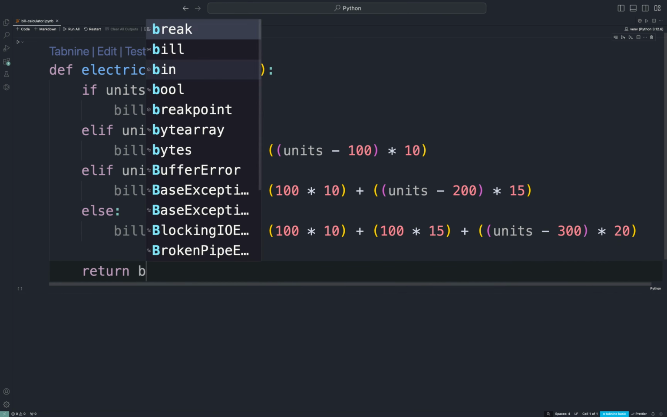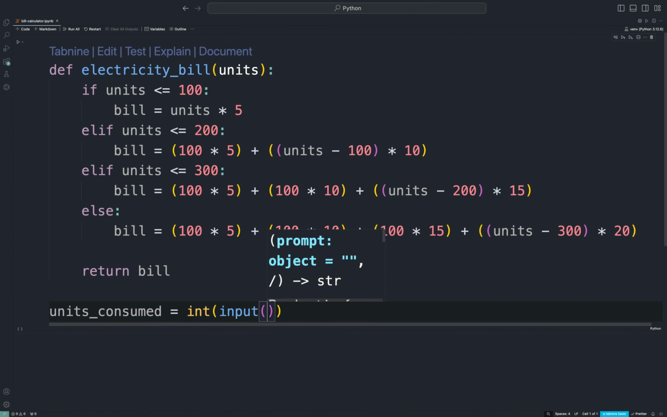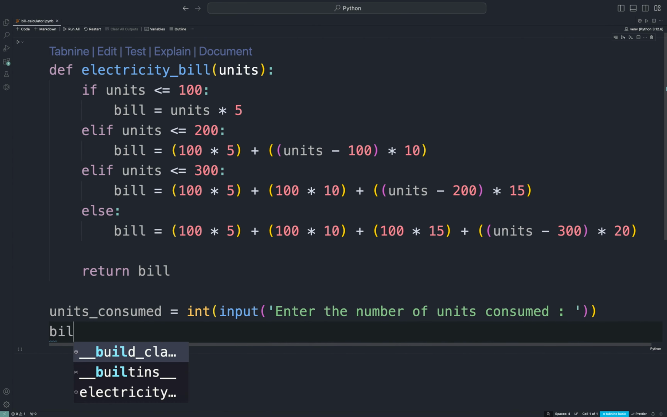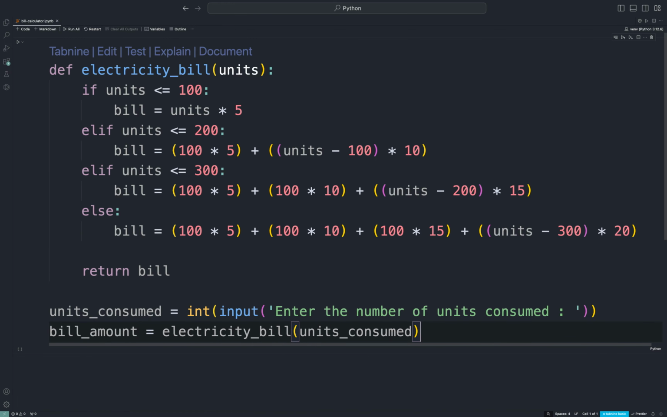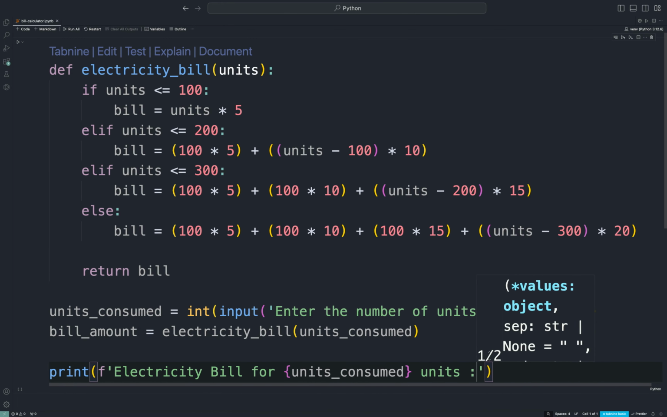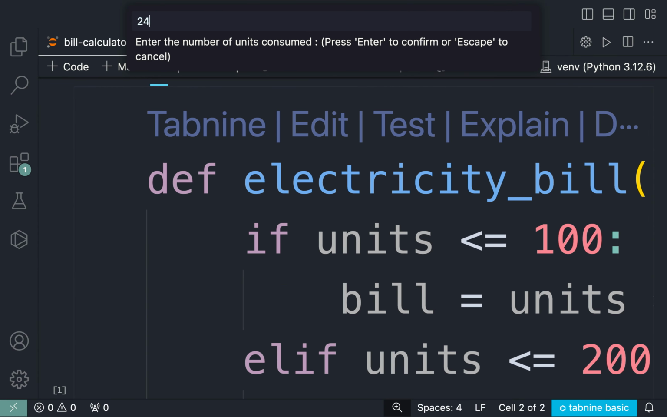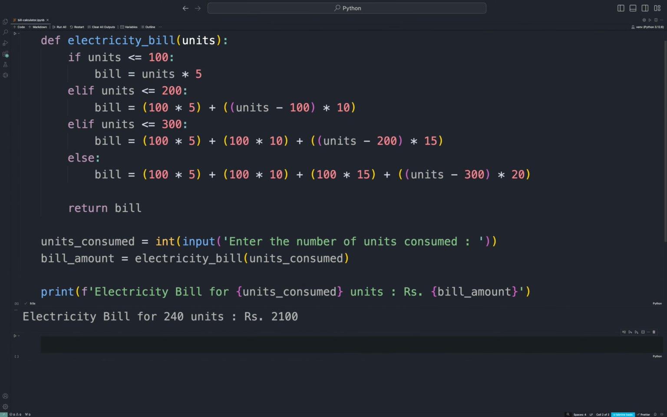Then return the calculated bill, and after that the user will enter the number of units consumed, and at last we call the electricity_bill function with the user provided units as input, and finally we print the result of the electricity bill and it displays the units consumed and the corresponding bill amount.